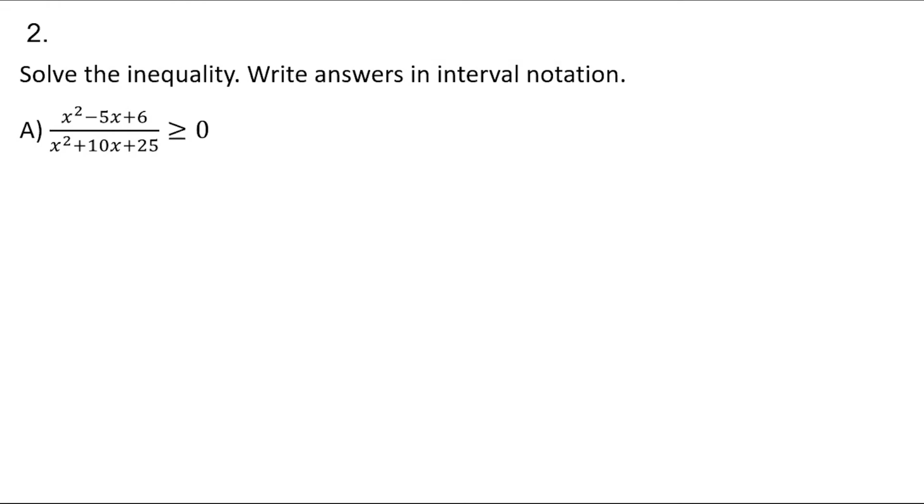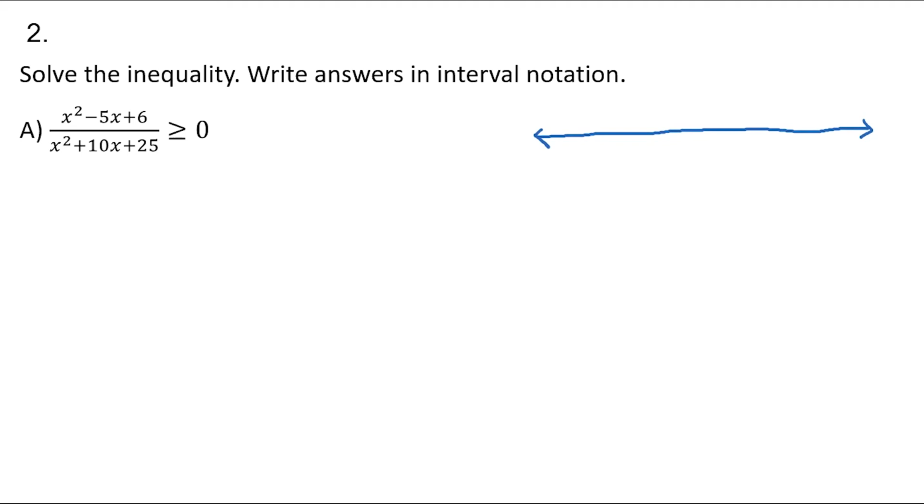Solve the inequality, write answers in interval notation. So for part A, you see that on the left side there's a polynomial on top and one on the bottom, and the sign is greater than or equal to 0. Since this is an inequality, we're going to end up with portions of the number line that indicate where our solutions lie. Those would be the intervals.